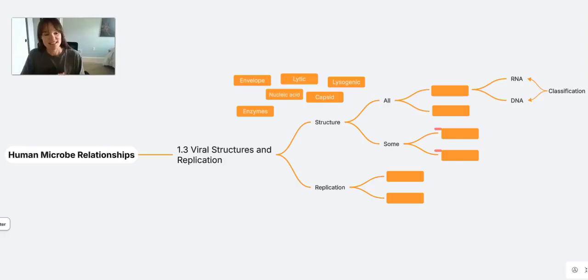Hi, Dr. Yerline here, and welcome to a guided concept map on viral structures and replication. Our goal for the unit is to learn about human microbe relationships, and viruses are a big part of our course, so we're just going to get a simple introduction to the structures and replication of viruses.